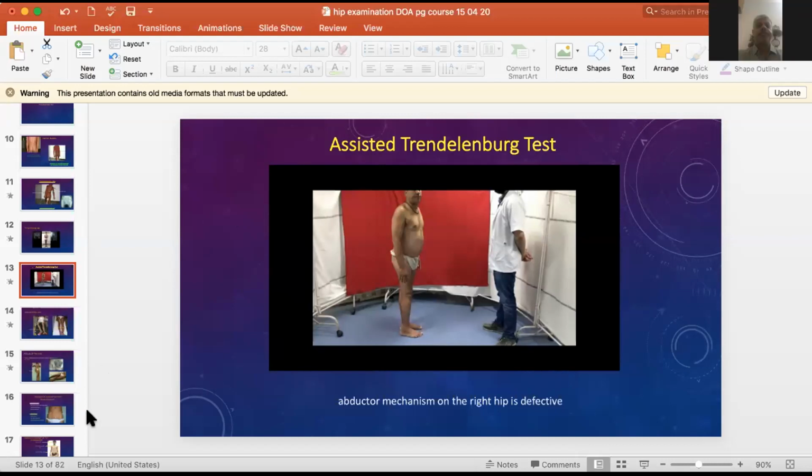Sudhir sir, your screen is visible now. I think better term would be an ununited fracture. But a delayed fracture. Better term would be, yeah.